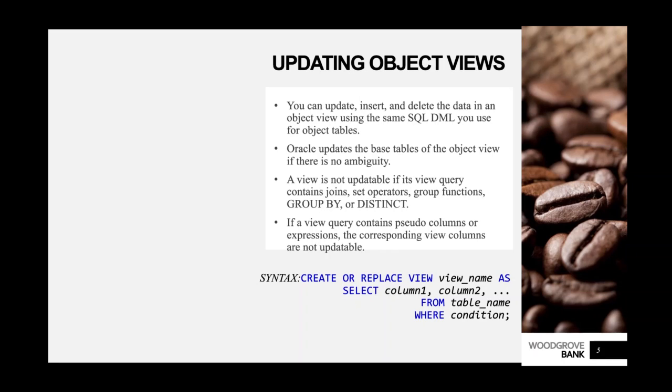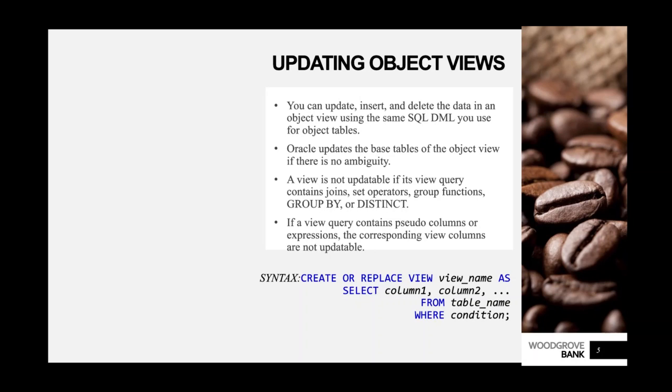Like normal tables or other objects in databases, in an object view you can also perform the basic functions of update or delete, etc., using the same SQL DML, that is data manipulation language, that you use for object tables. It is basically very simple. Oracle updates the base table of the object view if there is no ambiguity, that is, there is no discontinuity.